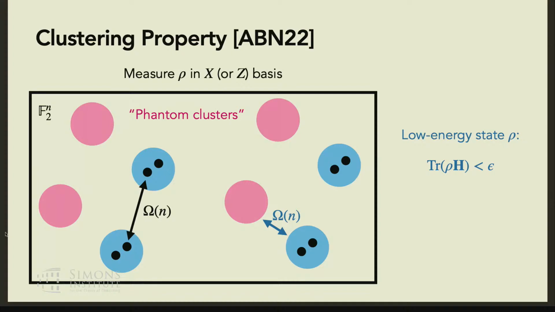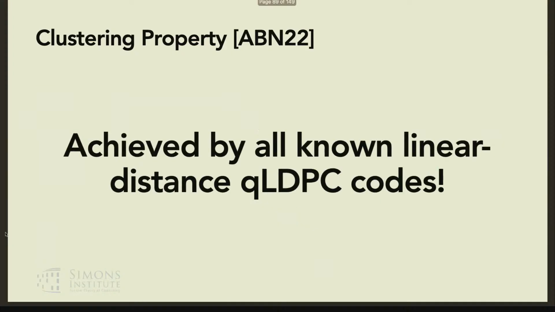And this turns out to be sufficient to conclude NLTS. Also, at least as far as I know, this clustering property is achieved by all known linear distance qLDPC codes.